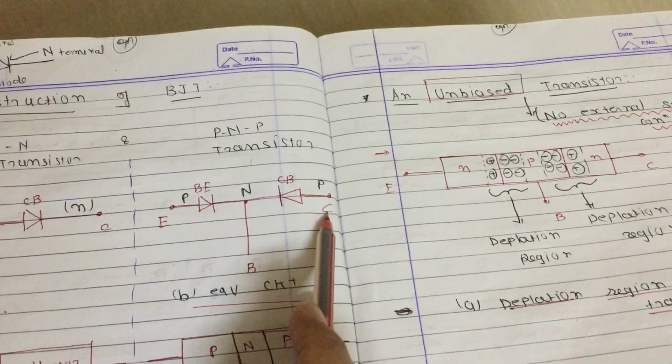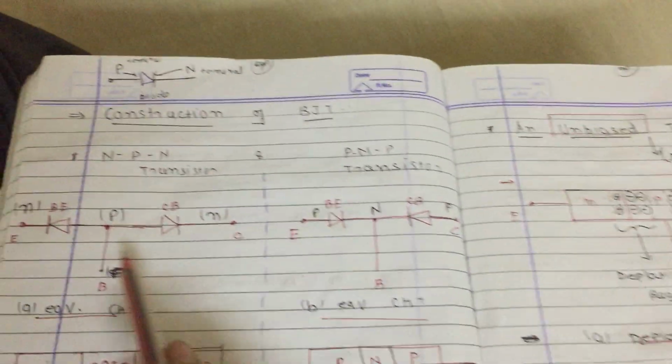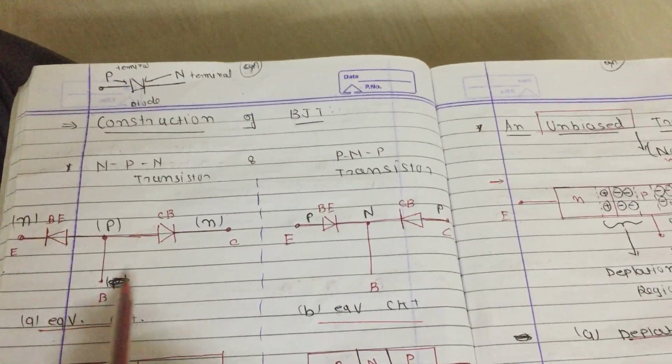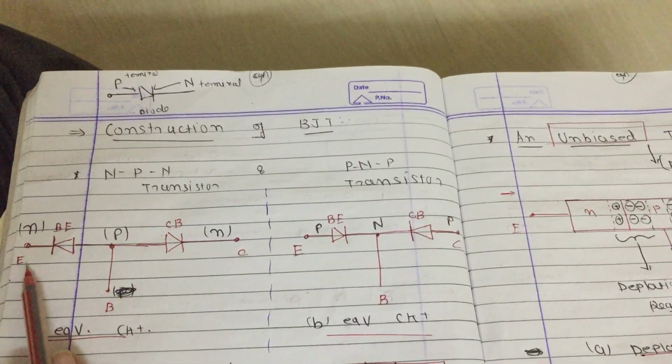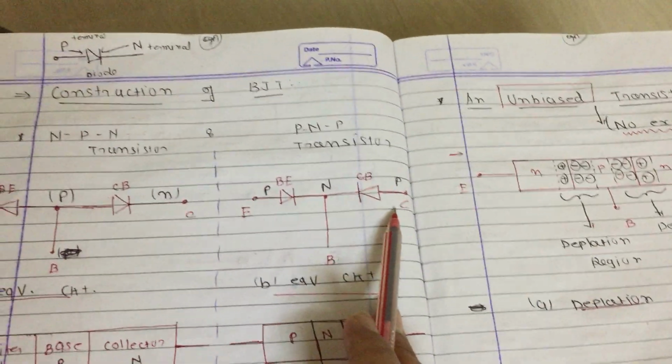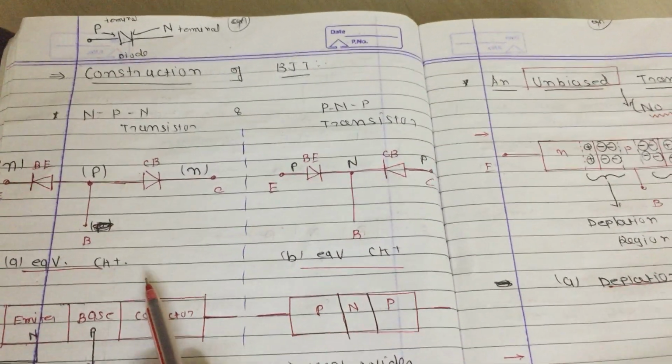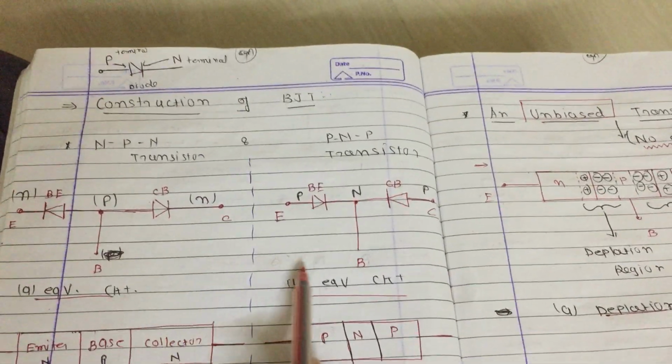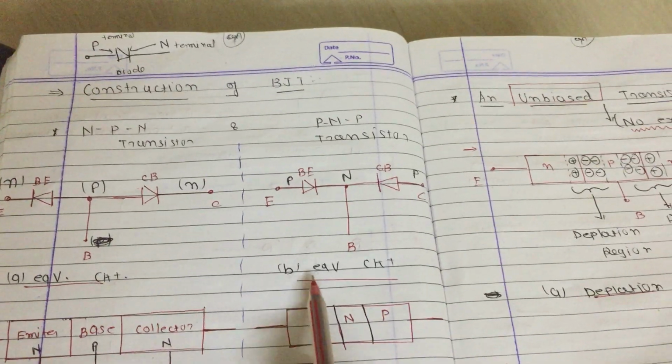and P terminal of this diode is connected with collector. Okay, in both figures E, B, C, you know what is the meaning: E means emitter, base and collector. Same is emitter, base and collector. Okay, so this is simply representation of PNP and NPN transistor in form of equivalent circuit.